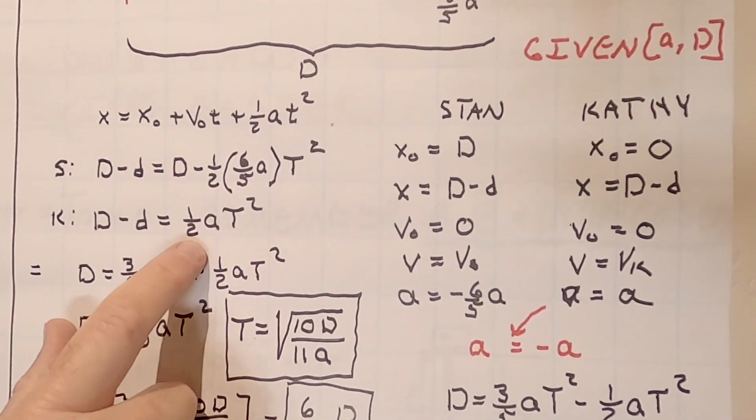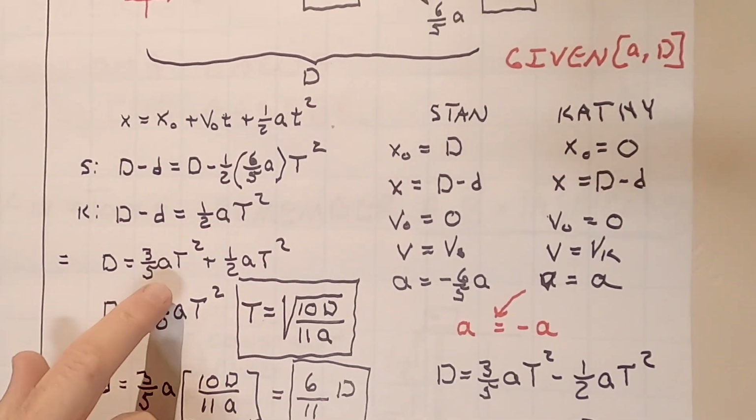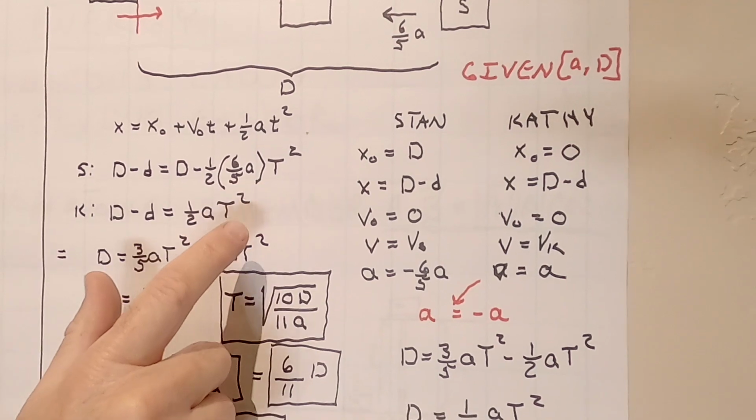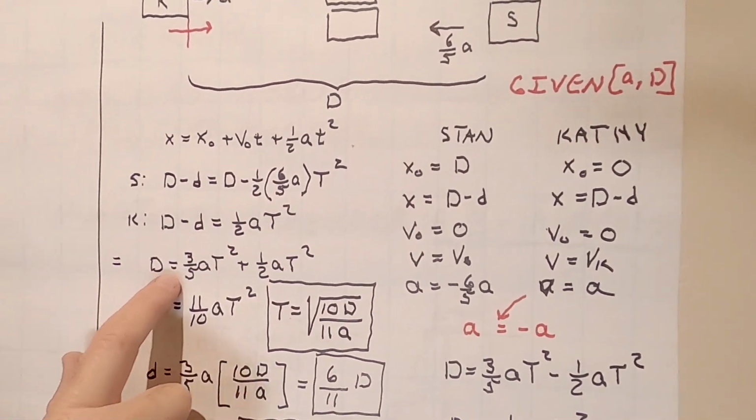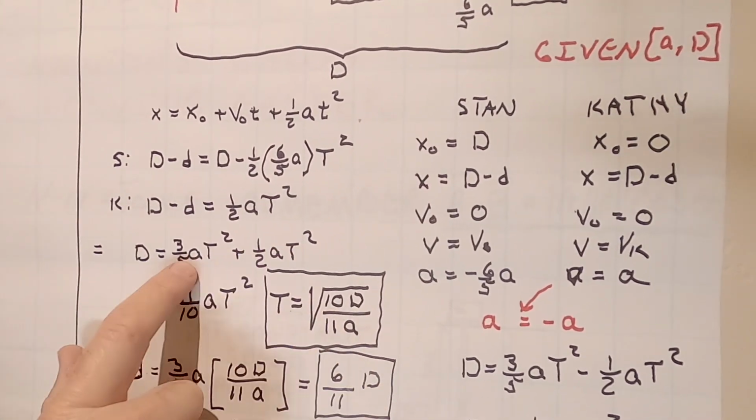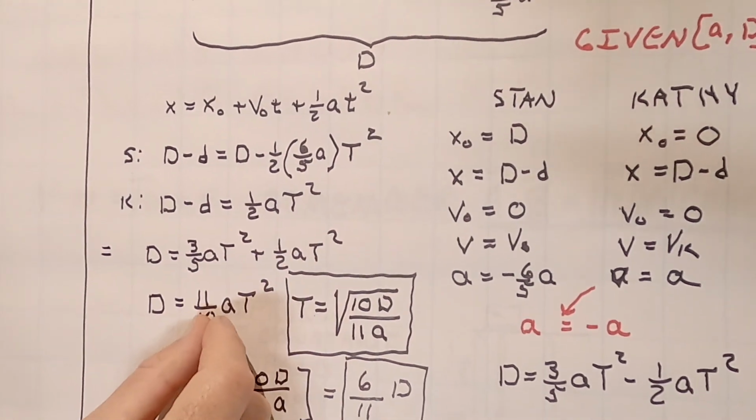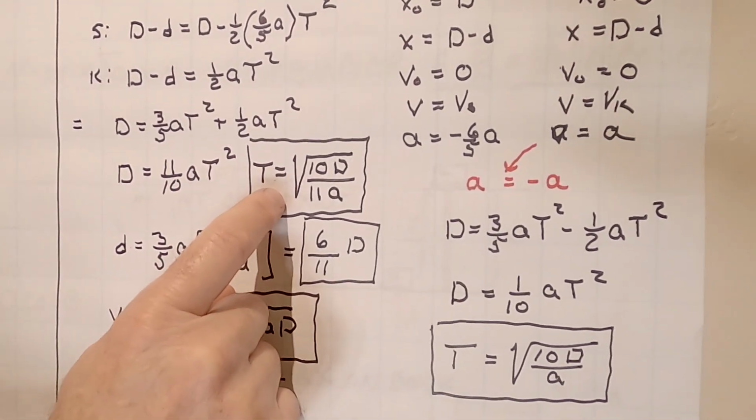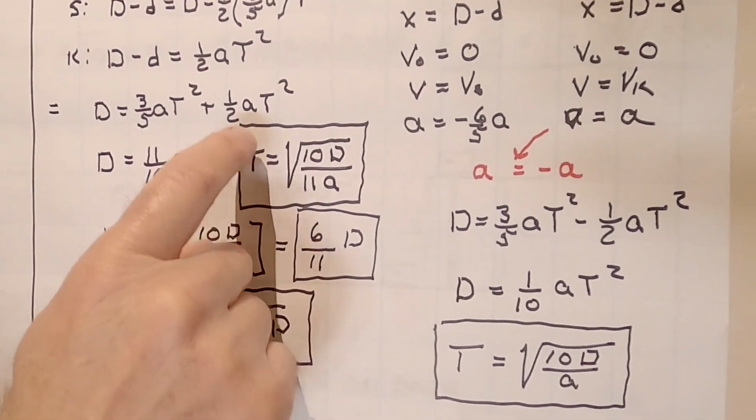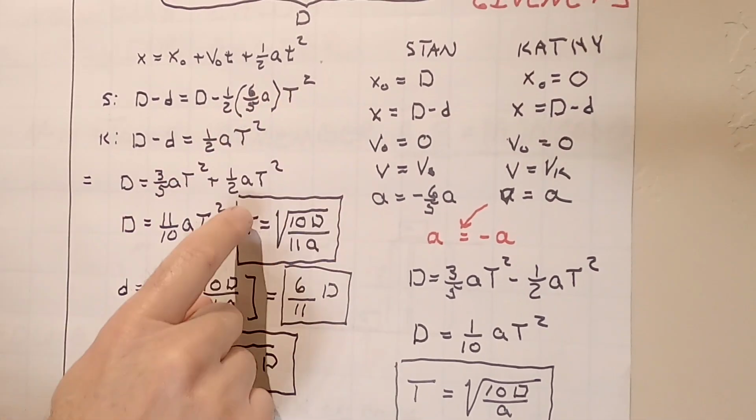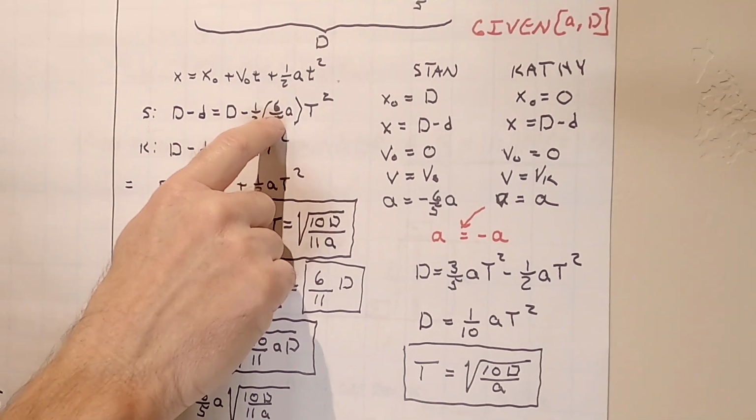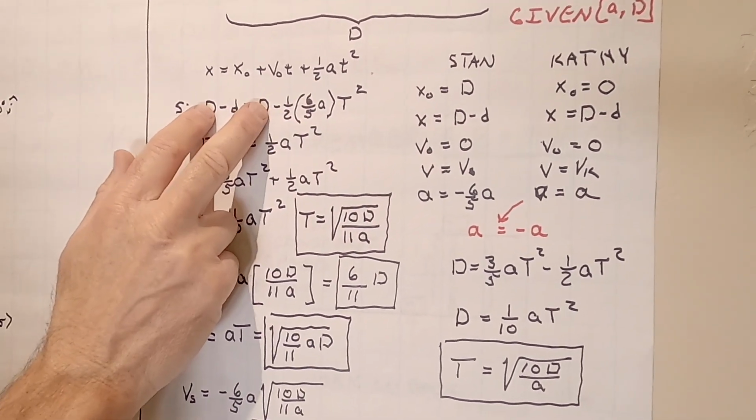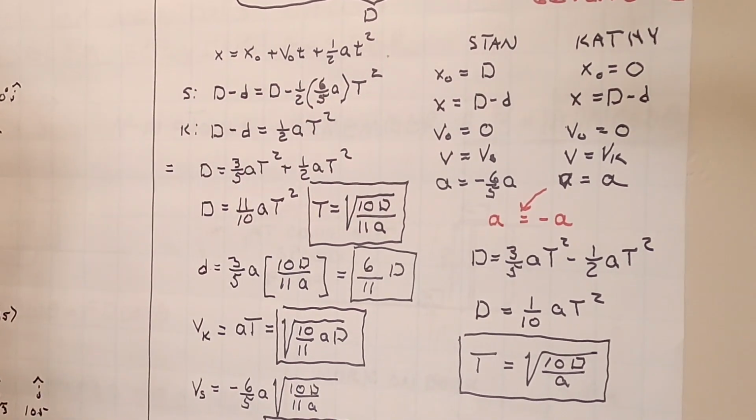If we set these two equal to each other, then I can throw this on the other side, and we get D is just the sum of these two. Combine these two, solve for T. So there's your T, the time it takes. Once we have the time, we can go back and plug it into either one of these two formulas. I'm going to plug it into the top one because the big D's cancel and the minuses cancel.